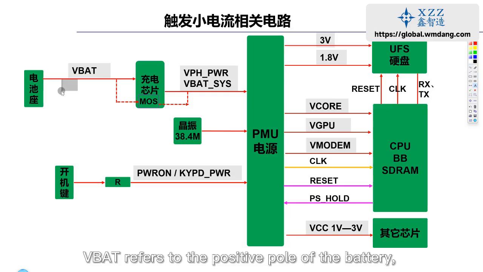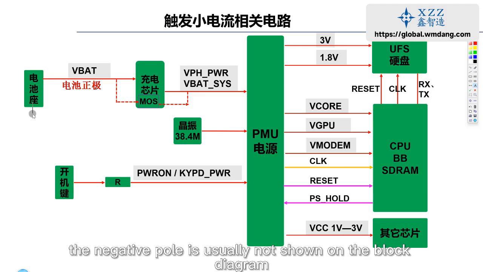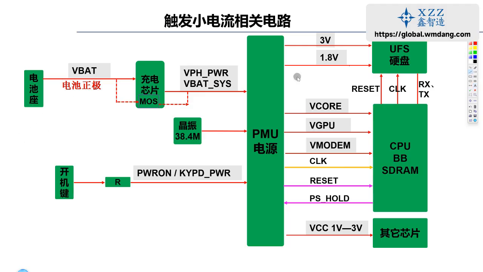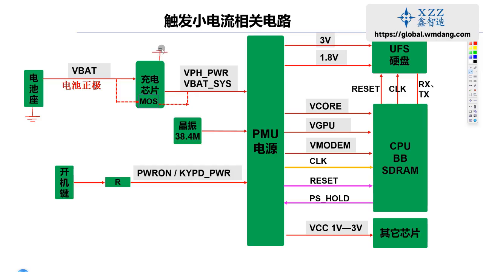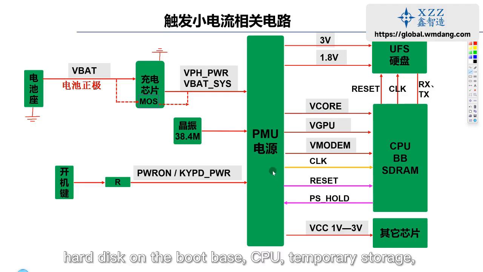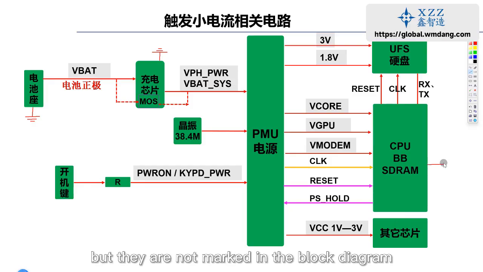VBAT refers to the positive pole of the battery. The negative pole is usually not shown on the block diagram. Each chip has a ground wire, which is the negative pole. The power chip, crystal oscillator, hard disk on the boot base, CPU, temporary storage, and other chips all have ground wires, but they are not marked in the block diagram.